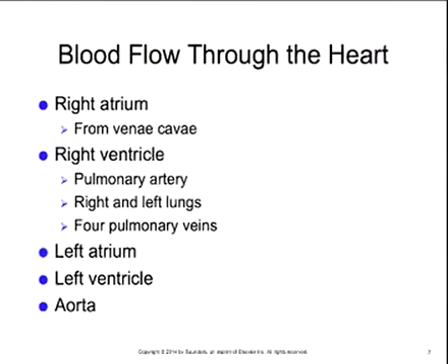Pulmonary veins bring that blood back to left atrium. The left atrium then dumps the blood into the left ventricle through the bicuspid valve, and then the left ventricle begins to exert pressure, closing the bicuspid valve and opening the aortic semilunar valve, and the blood goes out to the body.